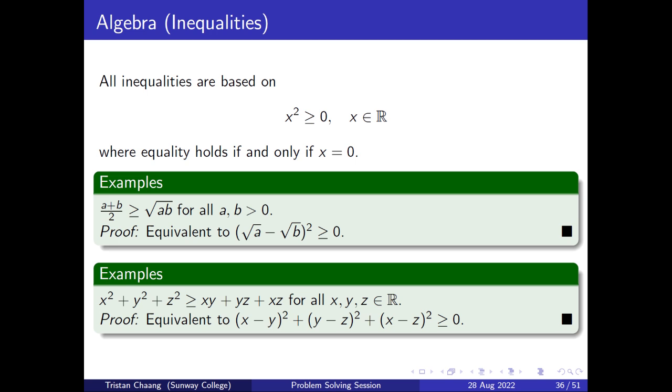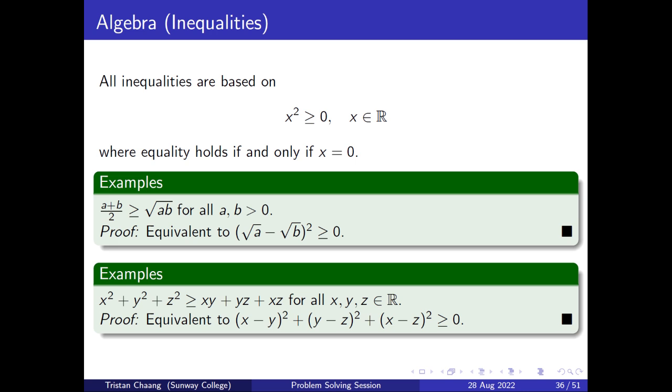Like the first one here, a plus b over 2 is more than or equal to square root ab. In fact, if you rearrange the terms, you can factorize it into brackets square root a minus square root b squared more than or equal to 0. So first example, is that okay? Just like a warm-up kind of thing. So you just rearrange it into a perfect square.